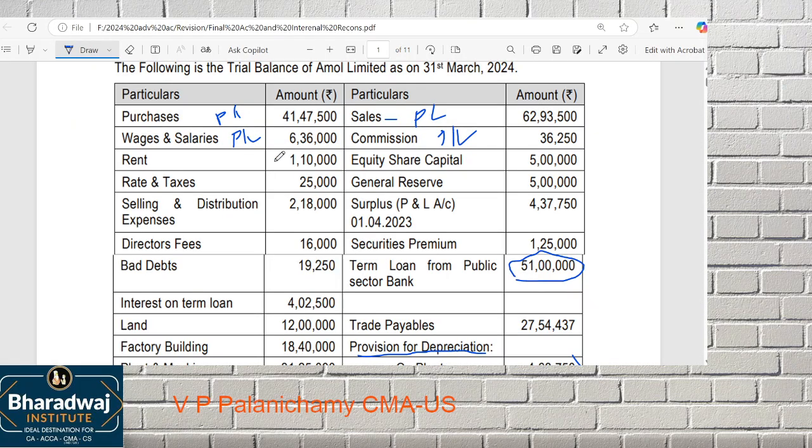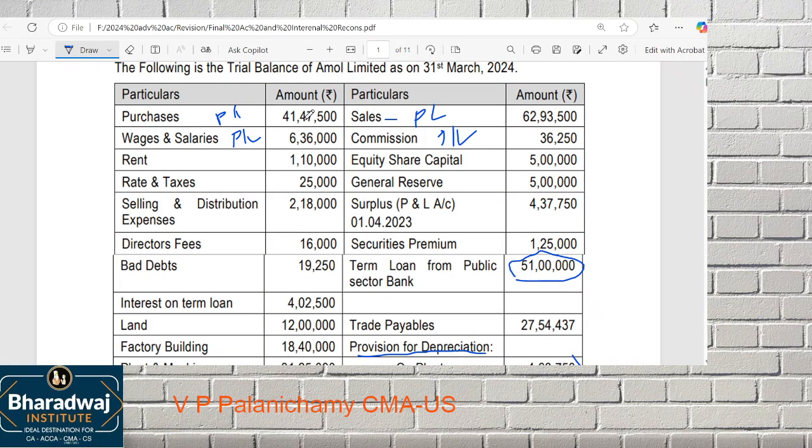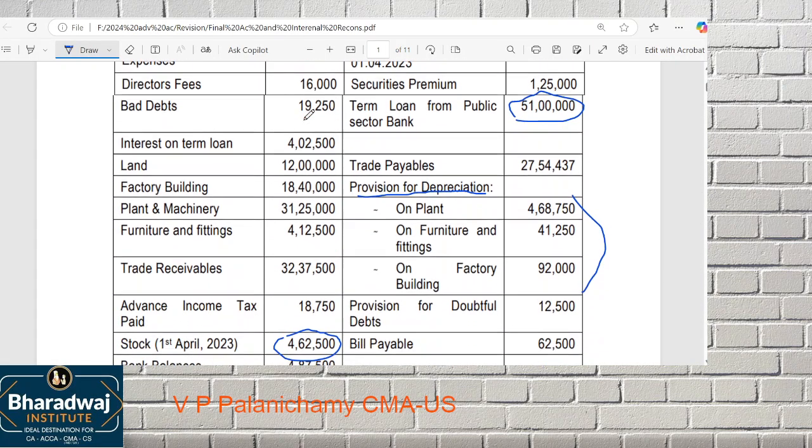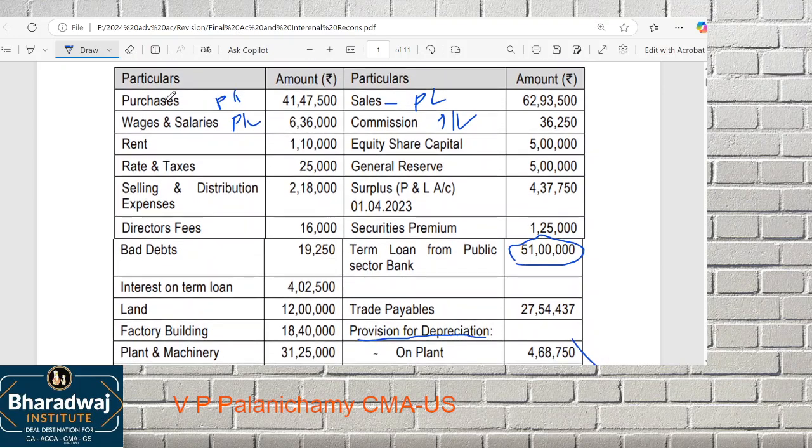Then there is no other income given. In the question, do you find any other incomes? What do you mean by other incomes? Rent received, dividend received, profit on sale of assets. Do you find any item in this question? No. Credit side, otherwise there is no other income. Then purchases require no working note. Directly we can take it in P&L account.